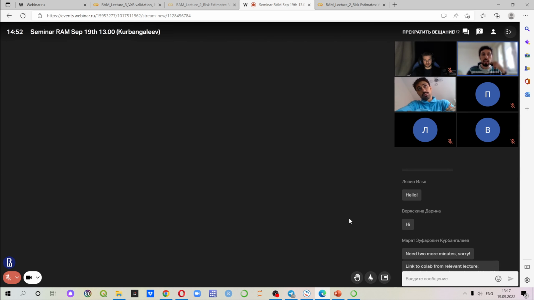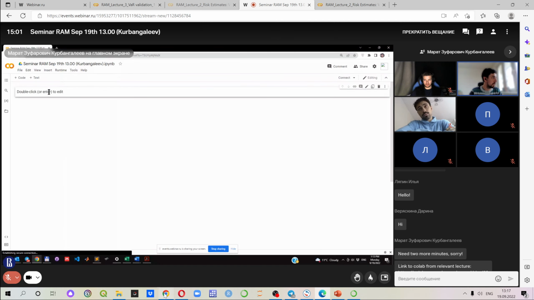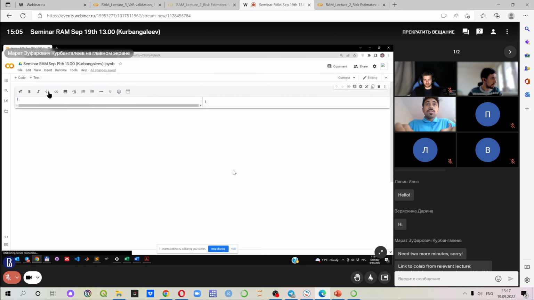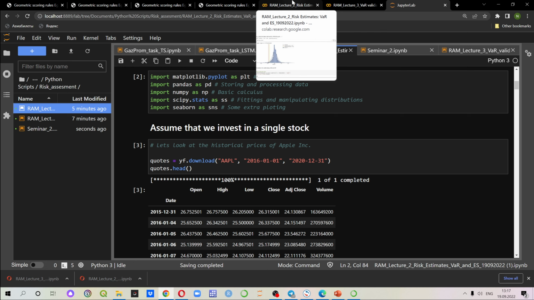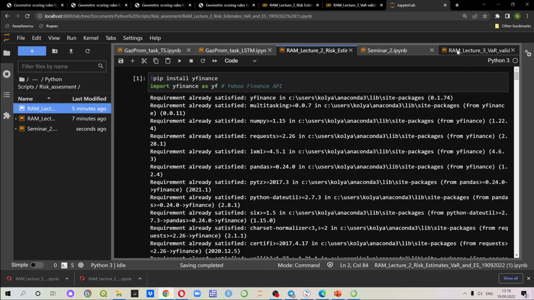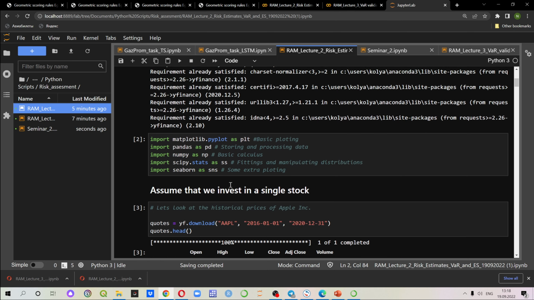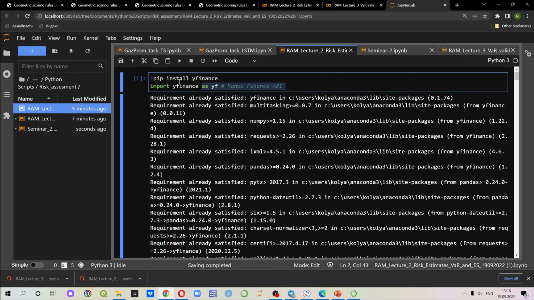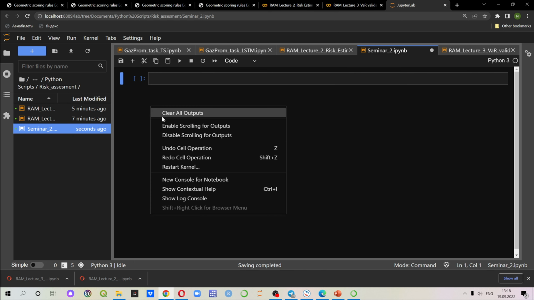Great. Okay, so I hope you have already downloaded the notebook from the lecture. And now I'm going to write down a short task for you. So using collab, this is going to be the first task. Using the notebook from the lecture, please download daily price data on Tesla Corporation. I will provide you with a ticker right now. I don't remember exactly what it is, but here we go. Here's the ticker, TSLA.